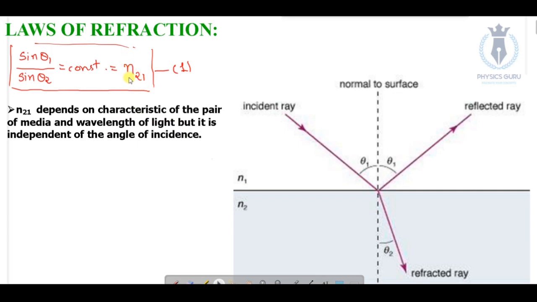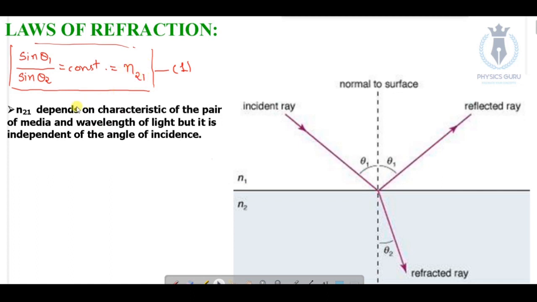This N21 depends on the characteristic of the pair of media and the wavelength of light, but it does not depend on the angle of incidence. This ratio remains the same. If we change the angle of incidence theta 1, then the angle of refraction theta 2 will also change. If we increase the angle of incidence theta 1, then the angle of refraction theta 2 will also increase. But this ratio sin theta 1 upon sin theta 2 always remains constant, and that is equal to N21.